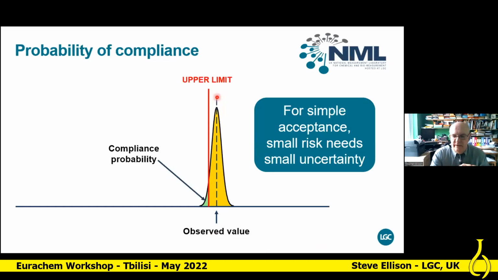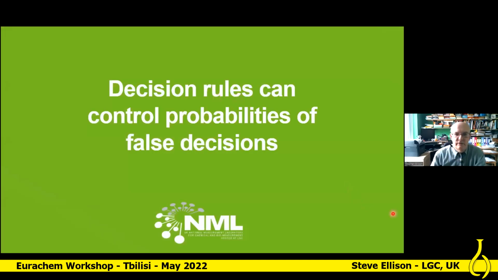Now, we can't always have a small uncertainty, unfortunately. There's always some, sometimes it's big. And that's particularly true in things like chemistry at low levels, where very often the limits are close to the detection capabilities of our test methods. But we can use different decision rules. This is a simple decision rule, but there are other decision rules. So we can use decision rules to control the probabilities of false decisions. We can't control them all, but we can control at least one of them.